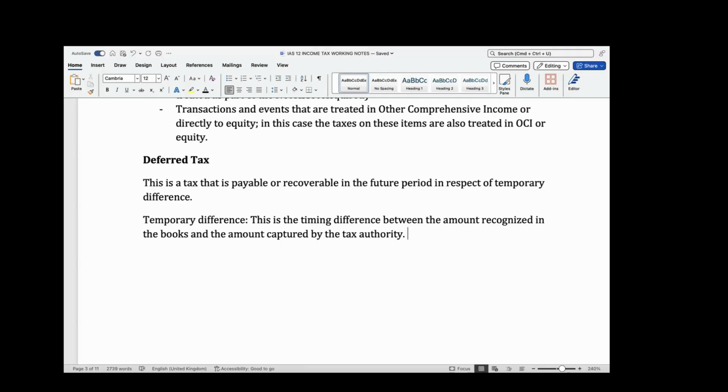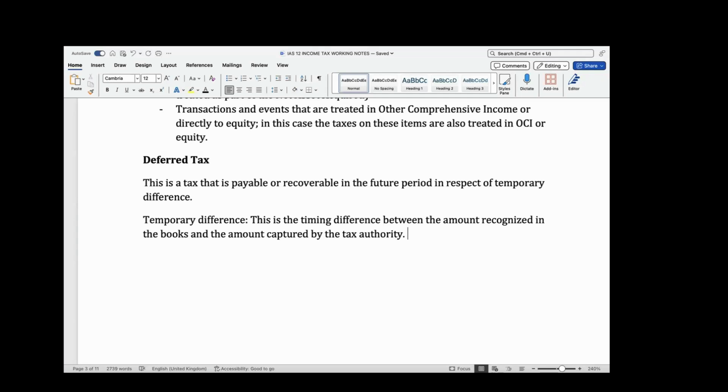So timing difference is just differences between when they recognize it. Not that one party will not recognize it, they will definitely recognize it, but it's a matter of which year. So you can recognize something in your books this year, and the tax authority decides not to recognize it this year and says it's going to recognize it next year. These are practical issues. These are things that happen every time in practice.